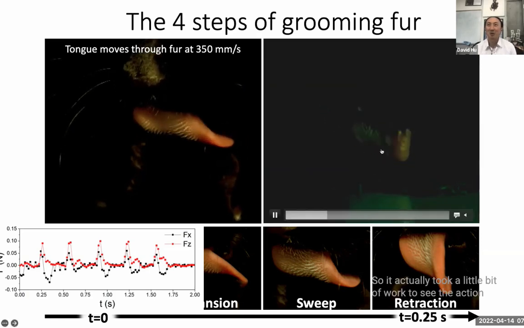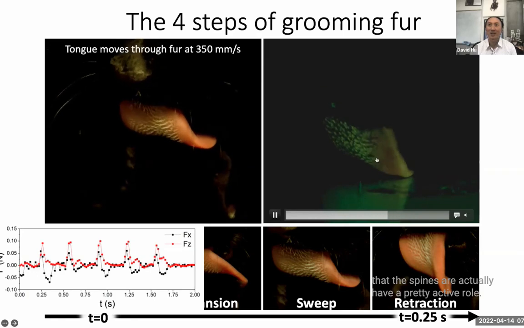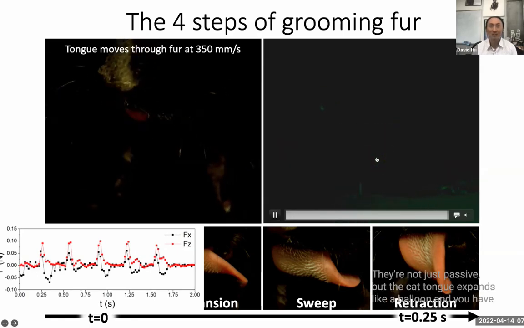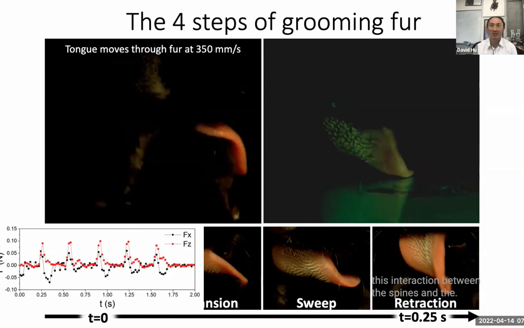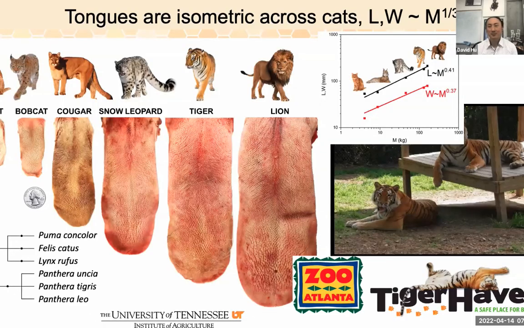It actually took a little bit of work to see the action, that the spines have a pretty active role. They're not just passive. The cat tongue expands like a balloon, and you have this interaction between the spines and the fur. Don't worry, all those cats I just showed were not harmed in the study. We were able to obtain cat tongues. So, house cat tongues are about the size of your pinky.